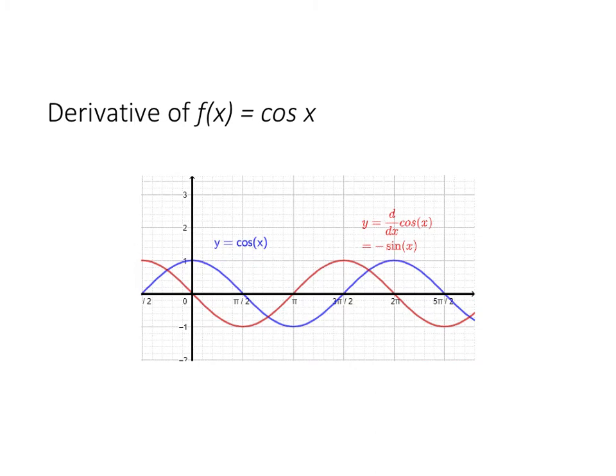Now notice every place cosine x is a max or a min, the red line is 0. And also notice that as the slope of the blue line is going down, the red line is negative. As the slope of the blue line is going up, the red line is positive. Well, what does that graph look like? It isn't exactly sine x, because sine x starts off at 0, 0 and goes up. This starts off at 0, 0 and goes down. So if you look at it closely, the derivative of cosine x is simply minus sine x.